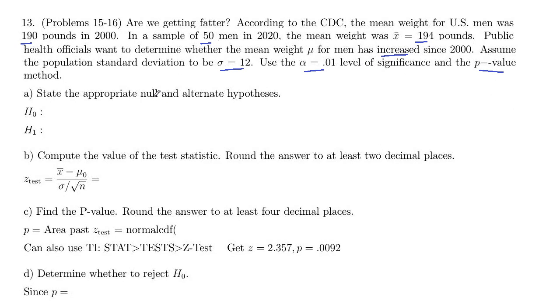So let's write down some of our values here. We're going to test against the 190. That's going to be our hypothesized mean, because we're testing to see if it's increased from 190. The 50 is our sample size, so n is equal to 50. And population standard deviation is 12. And x bar was 194.